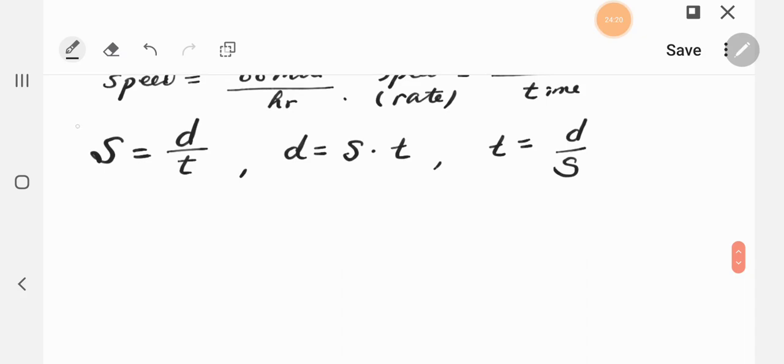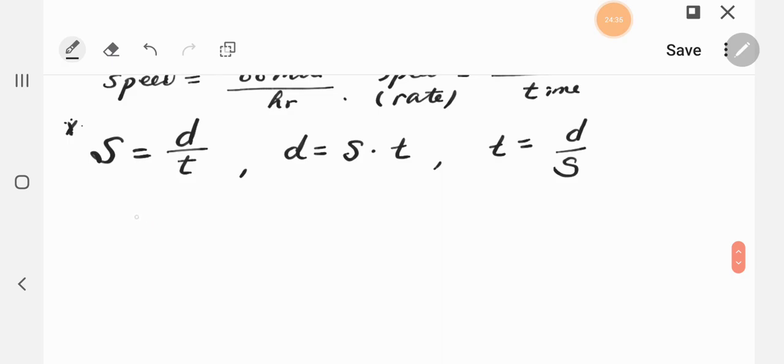Make sure to understand this equation. Speed is equal to distance over time. And from this one, distance is speed times time, and time is distance over speed. Speed means rate.